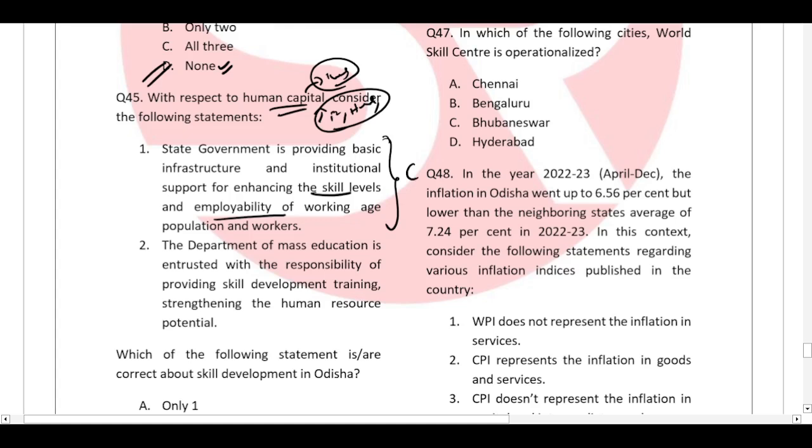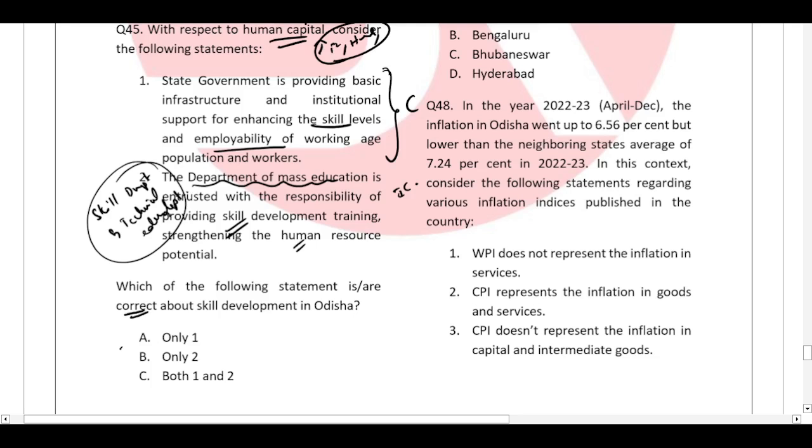The Department of Mass Education is entrusted with the responsibility of providing skill development training and strengthening the human resources. Here there is a catch. It is not the Department of Mass Education, but the Skill Development and Technical Education Department. That department was entrusted with the skilling of human resources. So this statement was incorrect. Now which of the following are correct? Only one is correct. So for question number 45, the correct answer is option A.